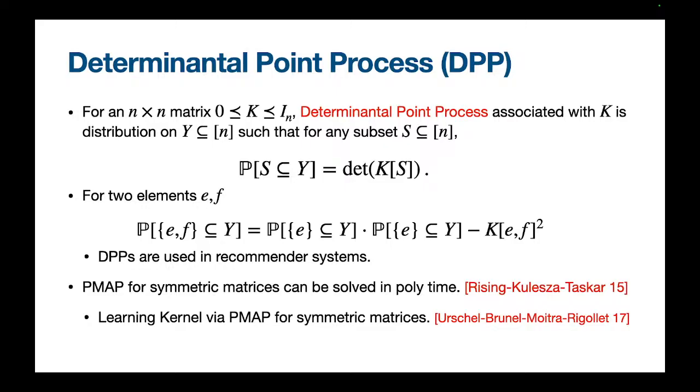A related learning problem for DPPs is to learn this kernel by sampling subsets of the ground set. There is a result by Urschel, Brunel, Moitra and Rigollet that first learns the principal minors of the kernel matrix from sampling, and then uses a result for the principal minor assignment problem for symmetric matrices by Rising, Kulesza and Taskar to find the kernel.